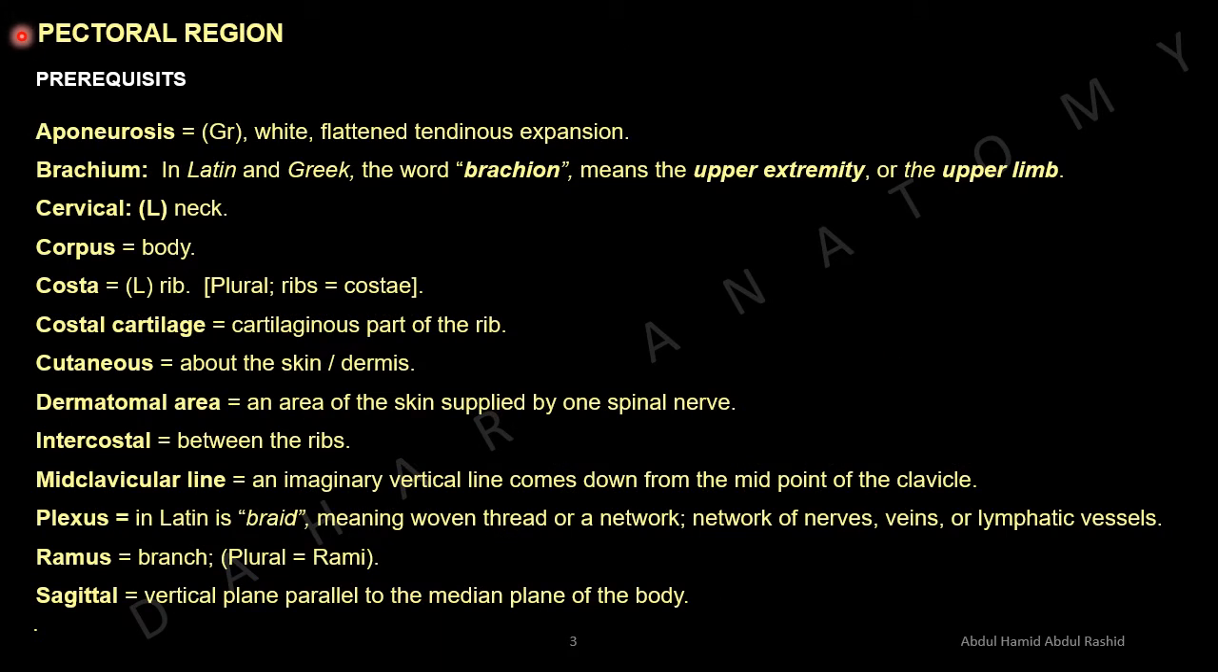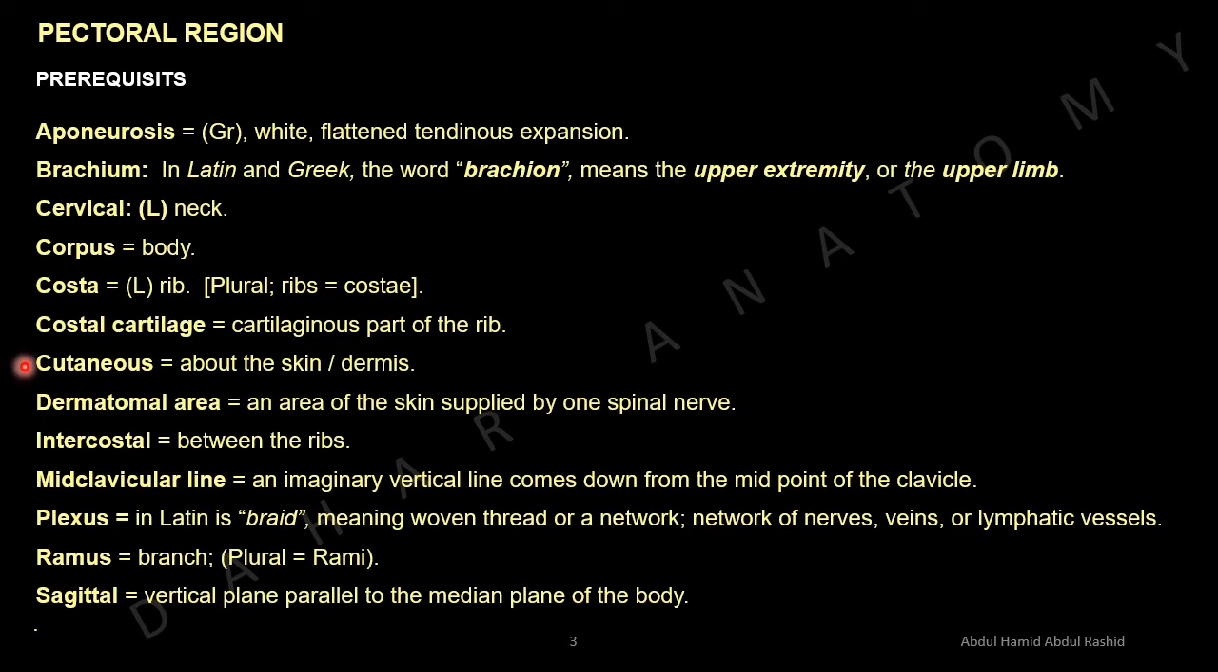Pectoral region prerequisites. Aponeurosis. In Greek, it means a white, flattened, tendinous expansion. Brachium. In Latin and Greek, the word brachion means the upper extremity or the upper limb. Cervical. In Latin, it means neck. Corpus means body. Costa. In Latin, rib. Plural, ribs, are called costae. Costal cartilage means the cartilaginous part of the rib.